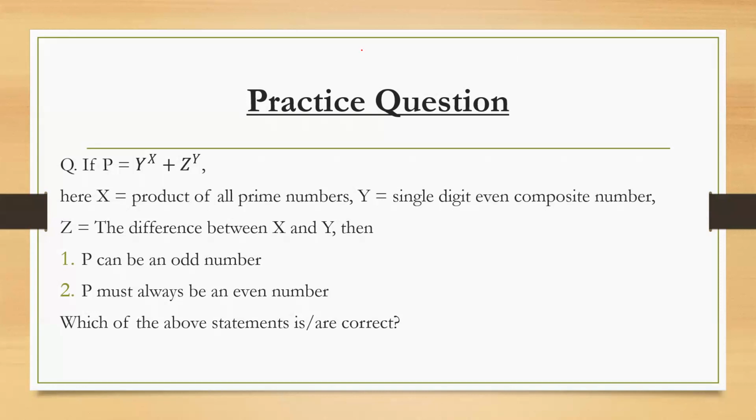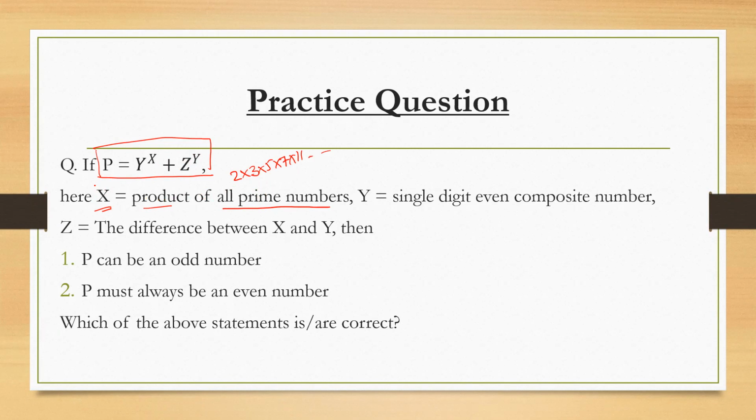Okay, so let's see here, based on what is given. This is the expression that has been given: P is equal to y to the power x plus z to the power y. Now, what is the term x? X is nothing but the product of all prime numbers. When we are talking of the product of all prime numbers, we mean 2 into 3 into 5 into 7 into 11, like this, the product of all.